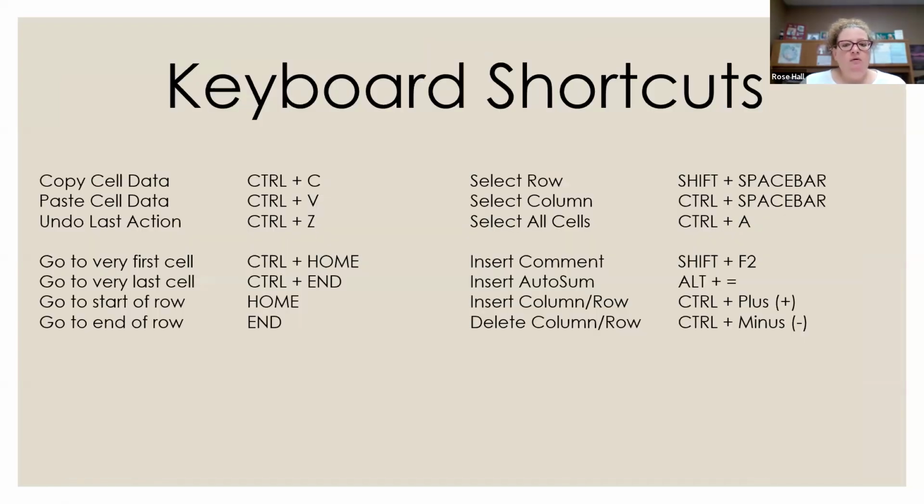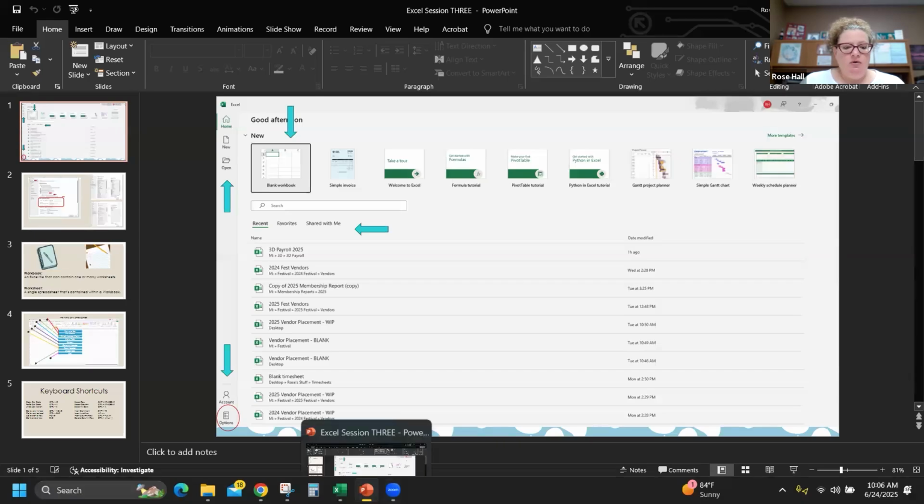Last week, we learned a whole bunch of keyboard shortcuts. Hopefully, you've been able to use some of those, not only in Excel, but these will transfer over to other Microsoft programs. So you can use copy, paste and undo in Outlook, and you can use them in Word. Multi-uses for all of these. Okay, so we're going to get started with our new stuff.